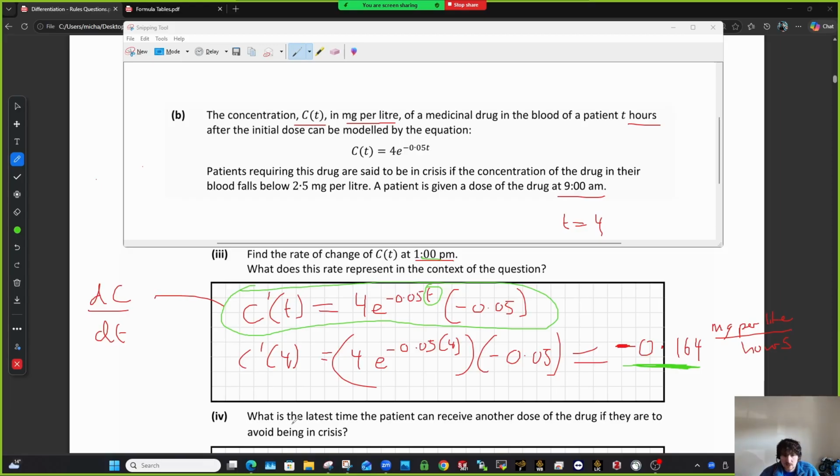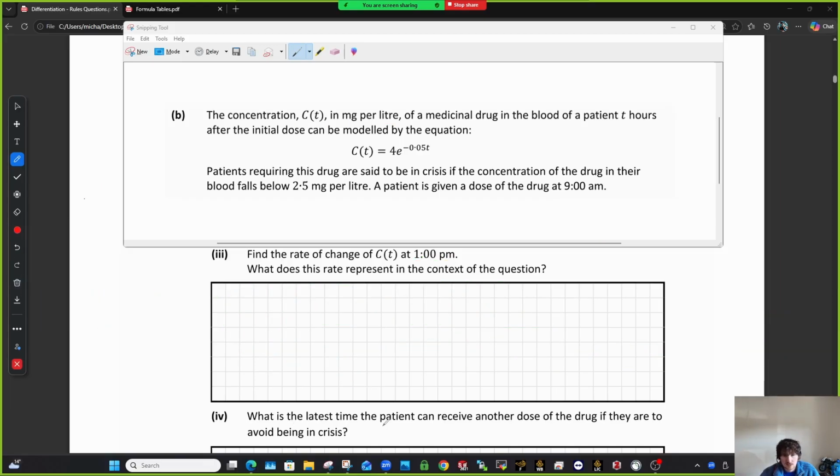And then kind of an algebra question now to finish it off down here. What is the latest time the patient can receive another dose of the drug? So they said things get bad when it's 2.5 here. So you go 2.5 equals 4 e to the minus 0.05 t. This is one equation, one unknown. So you should all know how to solve this equation. Particularly, t is in the power now, so you should know you're going to need logs.